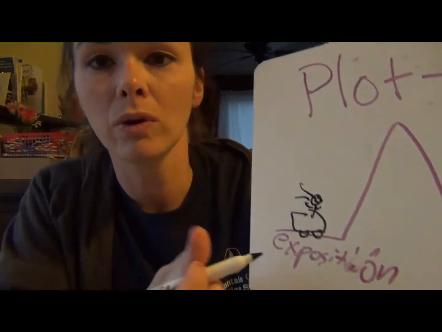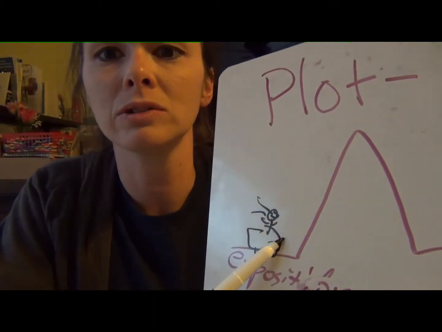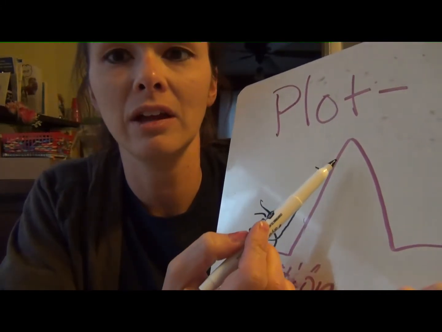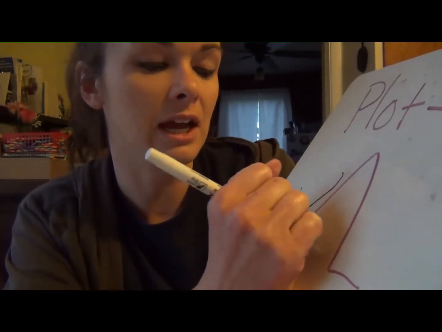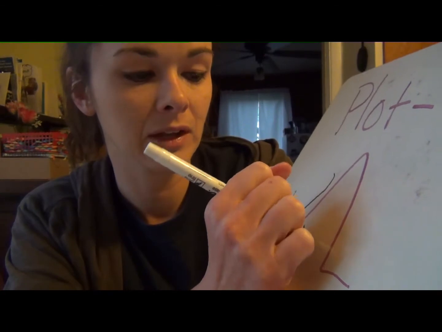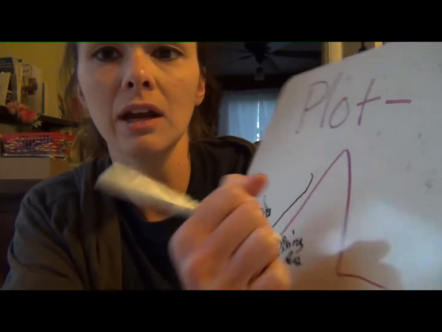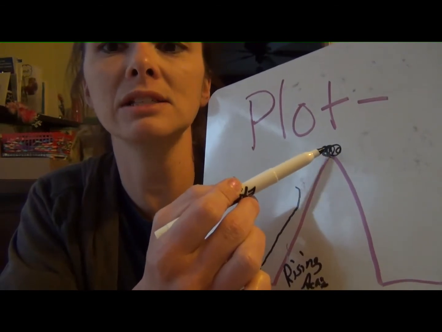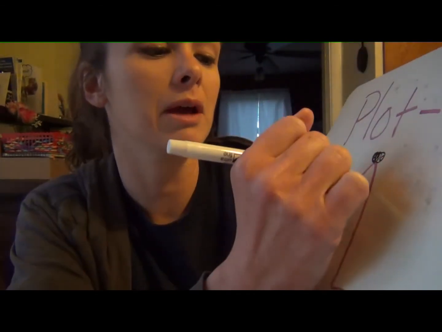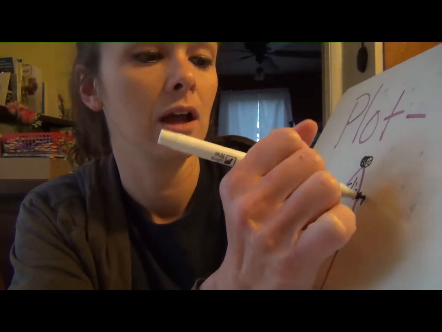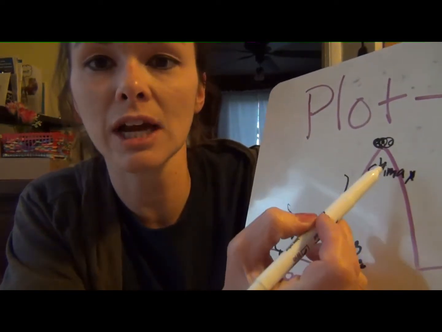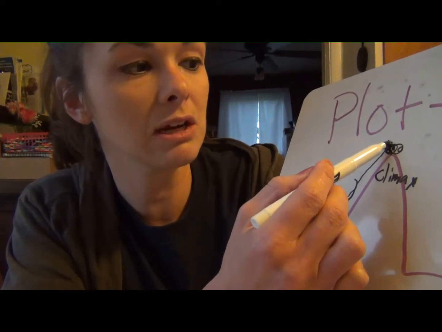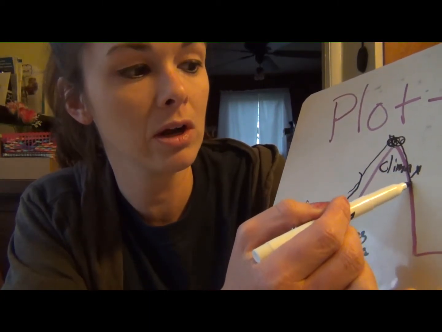Okay, roller coaster car. Alright, so the roller coaster has to go up the mountain. So what do we call this? The rising action. And then in the middle, at the very top, the most exciting part is the climax. That's the most exciting part of the story. So that's where our person has the most exciting moments, and then they have to come down.